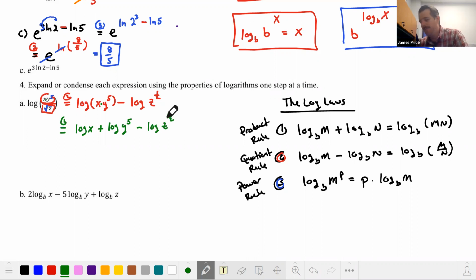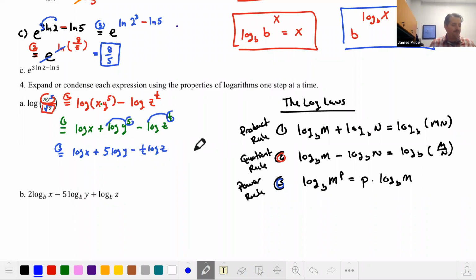And then finally, we can come over here and use that power rule to bring these exponents down in front. So remember, one step at a time, nice and slow, showing all our work. So log of x plus 5 log of y minus 1/2 log of z. And there's our answer.